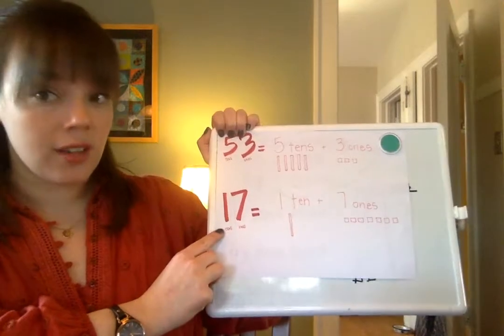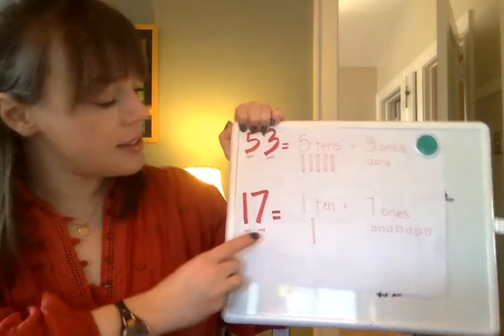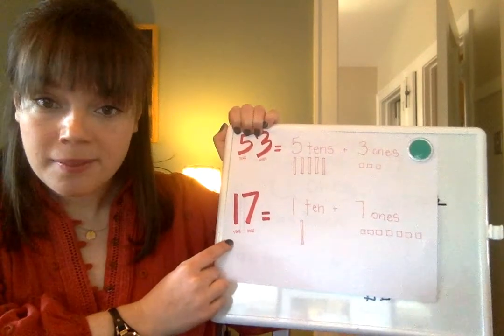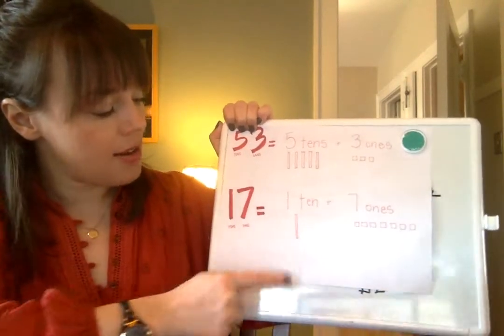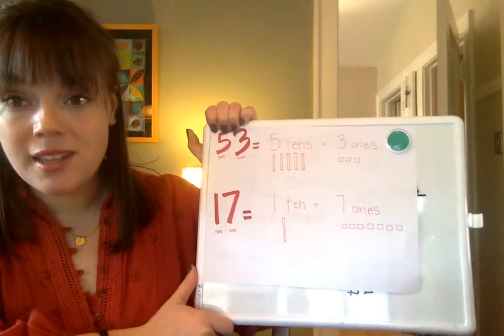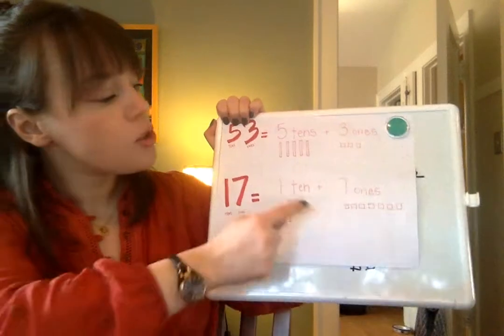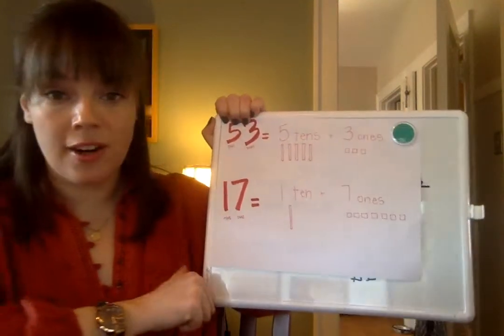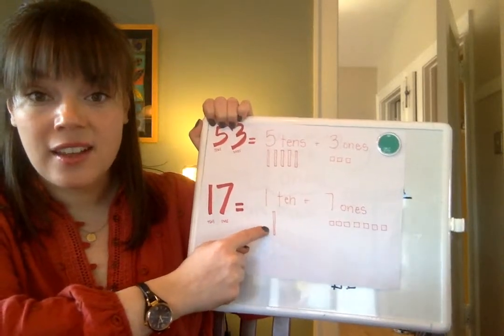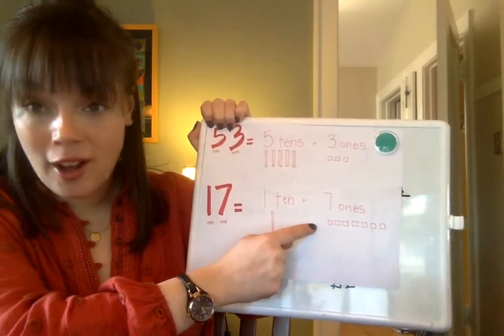The first digit, the digit in my tens place, is 1. So that means I have 1 ten. So I would draw 1 ten here. The second digit in my two-digit number is 7. So that means I have 7 ones. So I would draw 7 ones here to break down 17 into 1 ten and 7 ones.